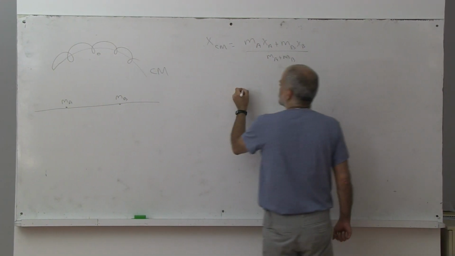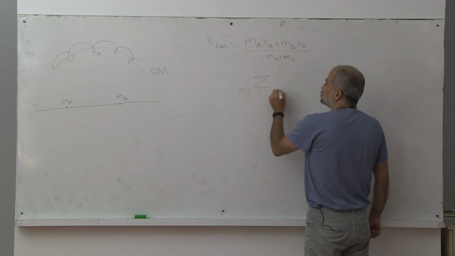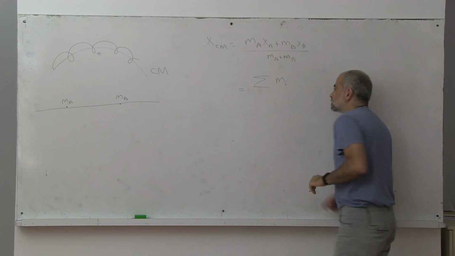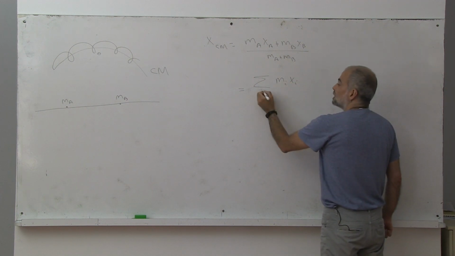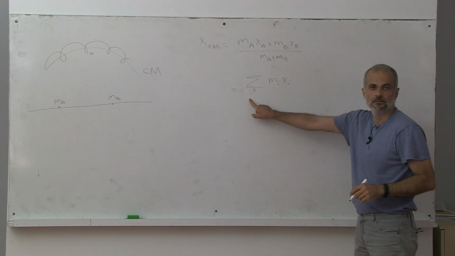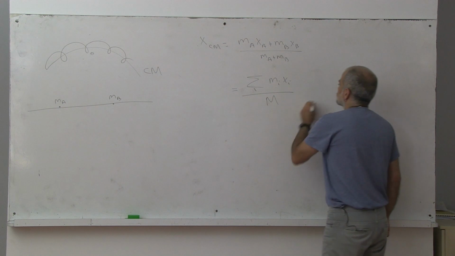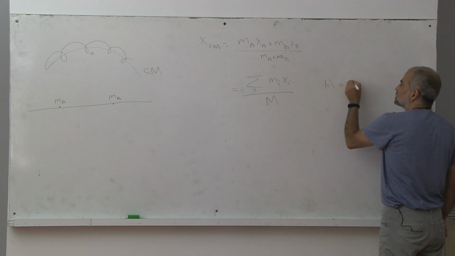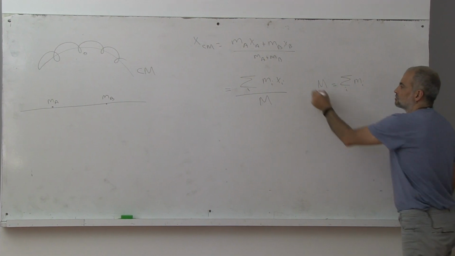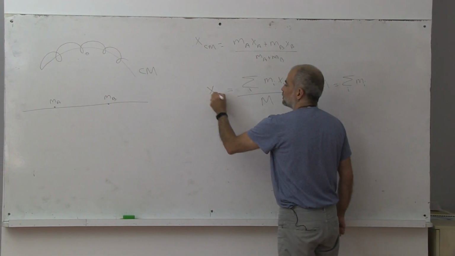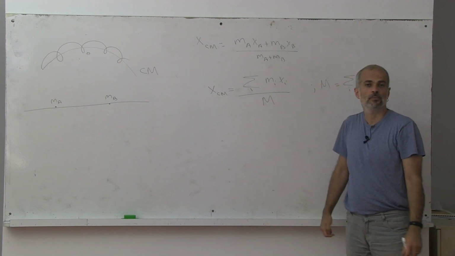Now, if in the problem we have more than one particle, this can be generalized. The position of the center of mass for more than two objects will be just, for each one of the masses, multiply their mass with their position, sum over all these particles, and divide by the total mass, where the total mass is just the sum of all the masses. So this is the position of the center of mass for a system containing more than two particles.